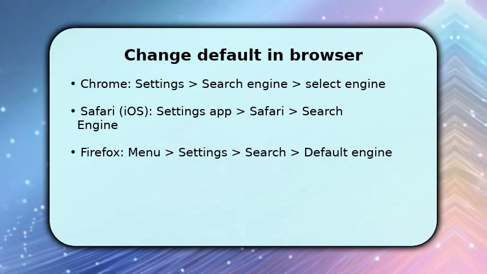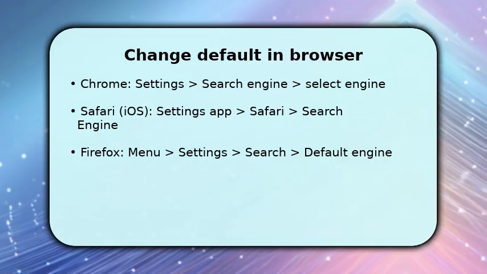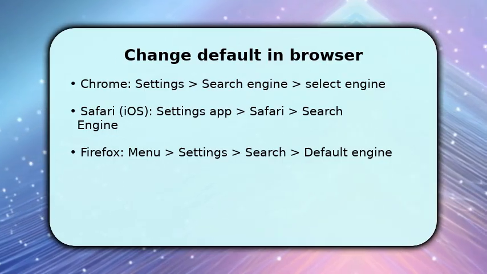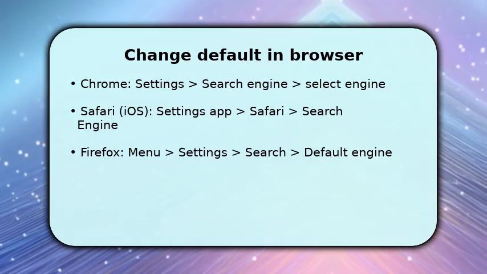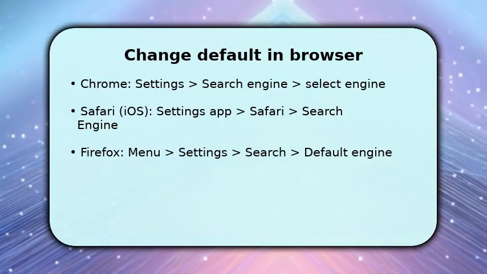For Safari on iPhone, open the System Settings app, choose Safari, tap Search Engine, and select the new provider so Siri and Smart Suggestions use it. In Firefox, open Menu, Settings, Search, then set the default engine. Make sure to confirm selection. Some browsers sync across devices.